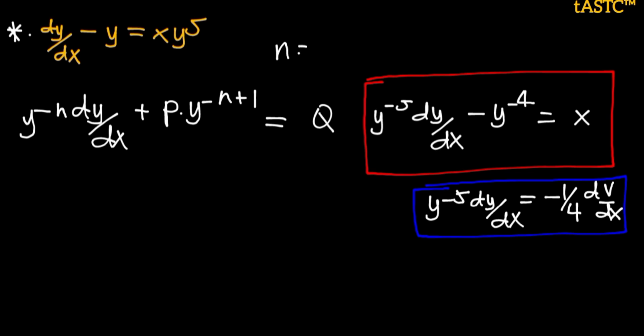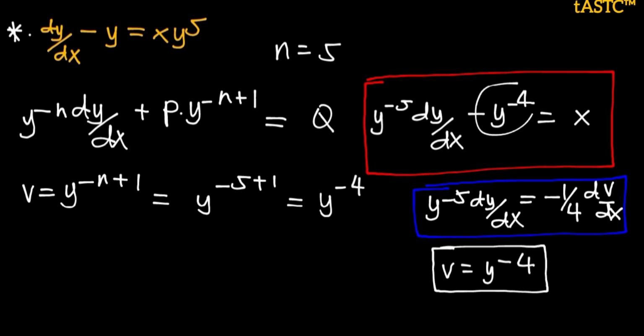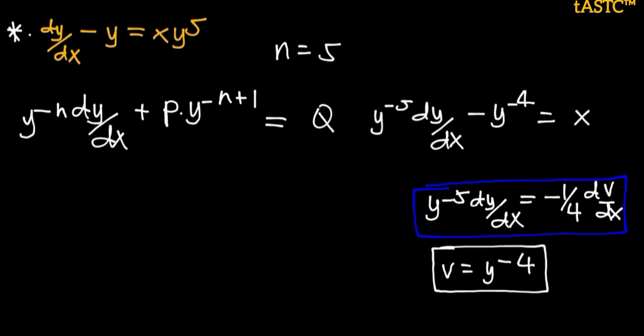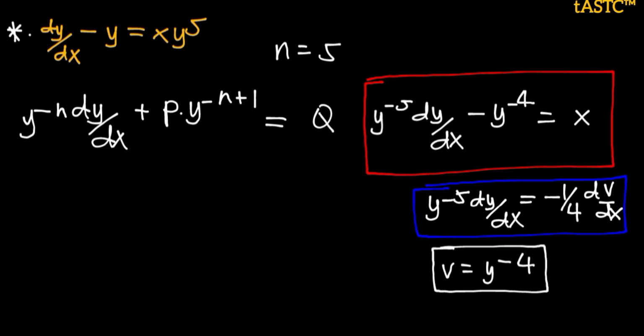So we know n is equal to 5. And we said that v must be equal to y to the negative n plus 1, right? So what is n? n is 5, so that is y to the negative 5 plus 1, and that is going to be equal to y to the negative 4. That means v is equal to y to the negative 4. And so this stuff is going to be a v. So we need to plug all these back into perspective.